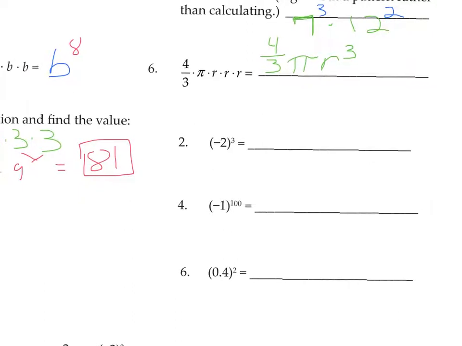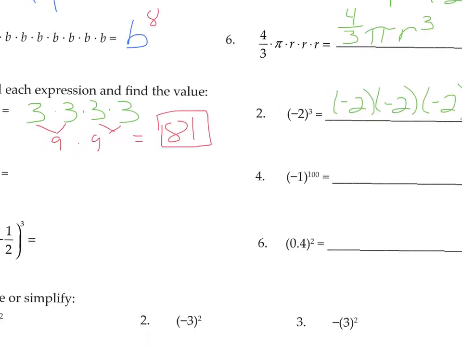On number 2, the base is -2, and there are 3 of them being multiplied together. So -2 times -2 times -2. Remember that rule with the negative signs. If there are an odd number of negatives, this product is going to come out negative. And then we just multiply 2 times 2 times 2. 2 times 2 is 4, times another 2 is 8. So this is 8, not 6, guys. 2 to the 3rd power is 8. -2 to the 3rd power is -8.